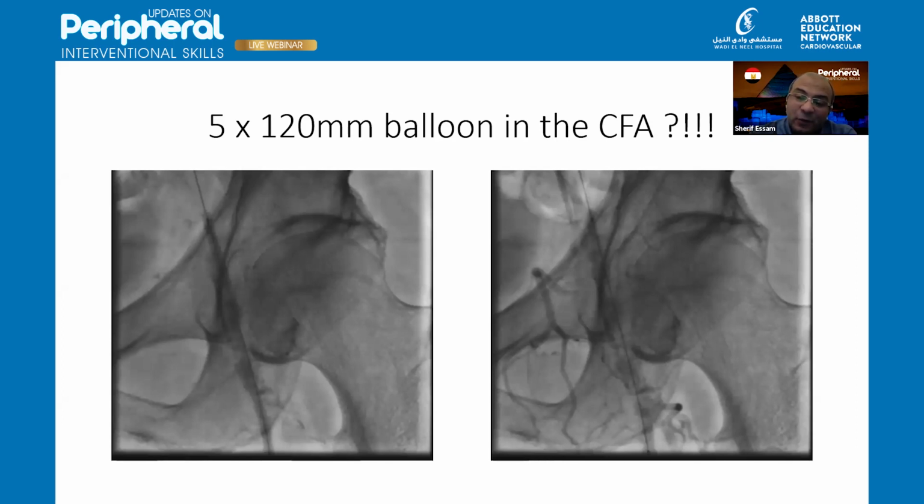So that's why, after passing the 018 wire, we started a very, very gentle dilation with a small-sized balloon, which is 5 millimeters in diameter. And we will see what happened next. Shall we proceed? This is a good idea, Sharif.